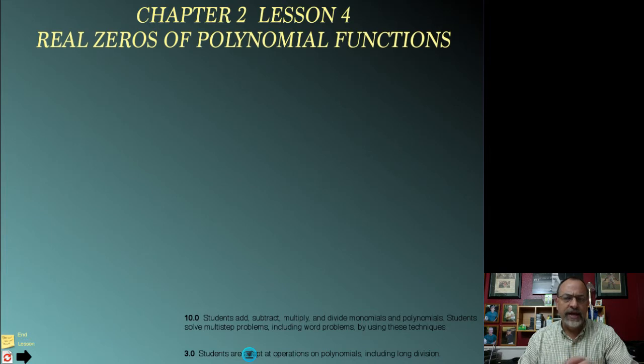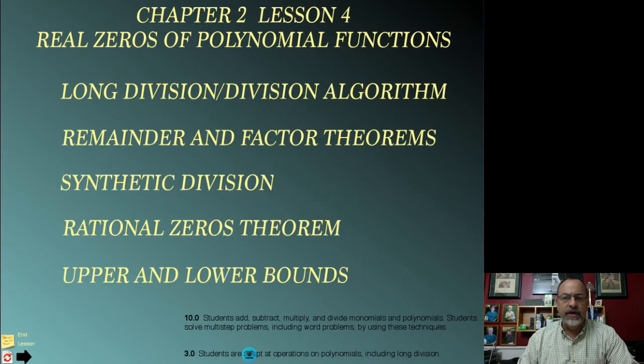In other words, you had x minus 2 times x minus 3 times x minus 4, whatever it was, and each one of those factors helped us determine what the zeros were. In this lesson, we're not going to be given that factored form. We're going to have to determine the zeros for ourselves. And the way we're going to do that is division.